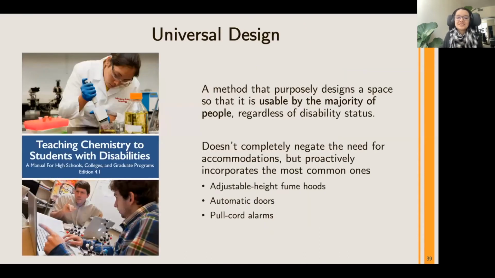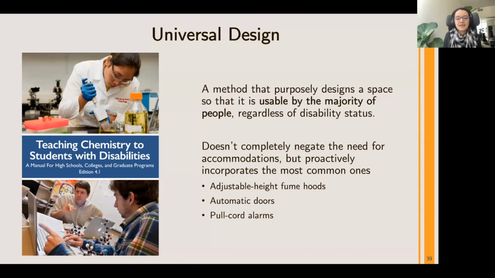One solution is universal design. And this is a method that purposely designs a space so that it's usable by the majority of people, regardless of disability status or other characteristics. It's important to note that universal design will never really negate the need for accommodations, but it does proactively incorporate some of the most common ones so that there are more resources to go around for people who have additional needs.